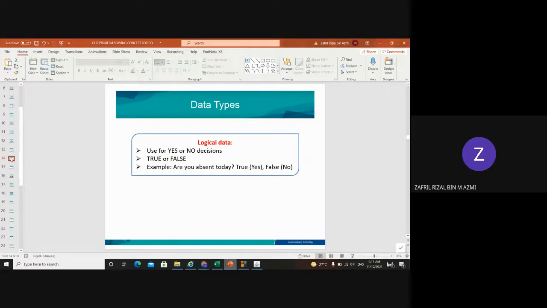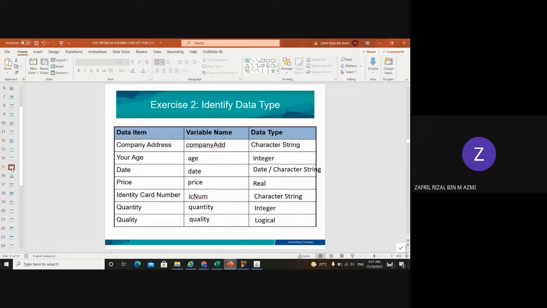Okay, then we have the logical data type, true or false. This one we are rarely going to use, but this is just for your information. This is again an example. It is not a fixed answer. Again, this is based on how you design your program.